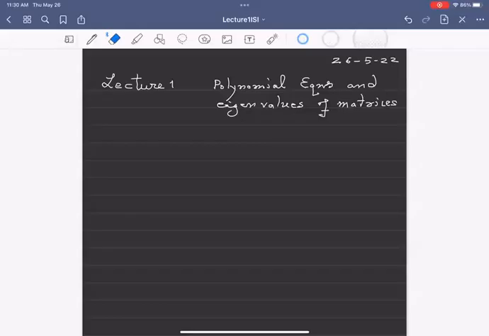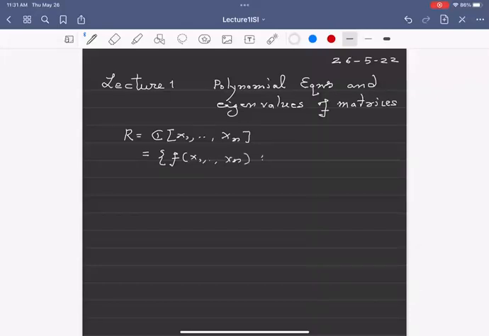Topic here. Yeah. So let us look at some polynomials with complex coefficients. The set of all such polynomials is a ring. Suppose we have n indeterminates and C is the field of complex numbers. So this is the ring of all multivariate polynomials, so that the coefficients are complex numbers.